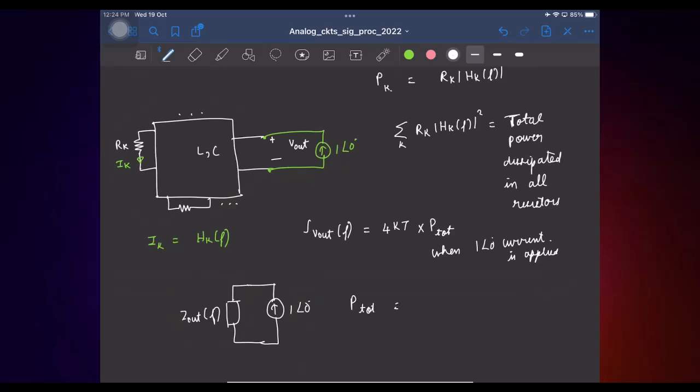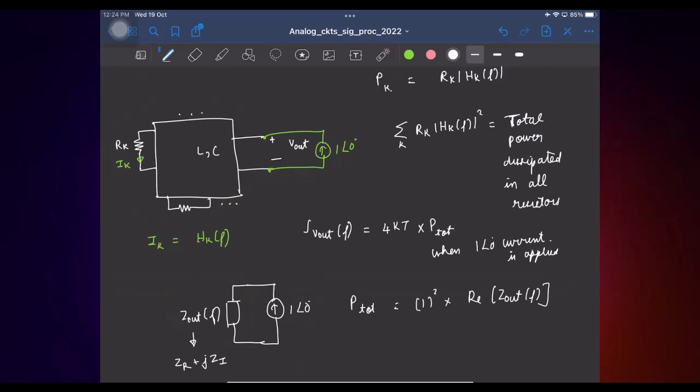Z out is a complex number, right? So it has both real and imaginary parts. Only the real part will consume power, because that's the real power that's dissipated. So what is the power? It's I squared times R. The current magnitude is 1, so it is 1 squared times the real part of Z out.